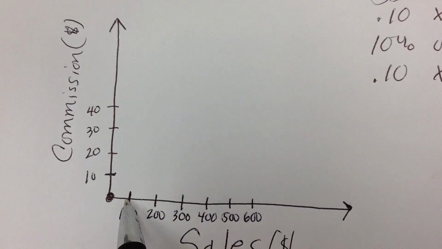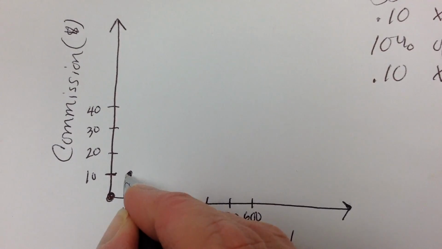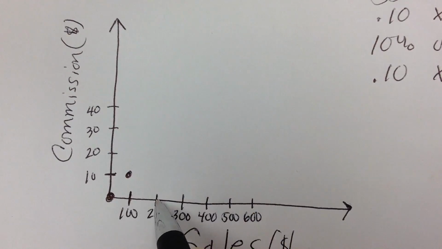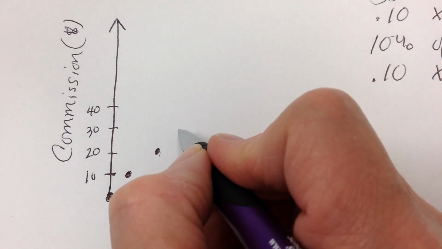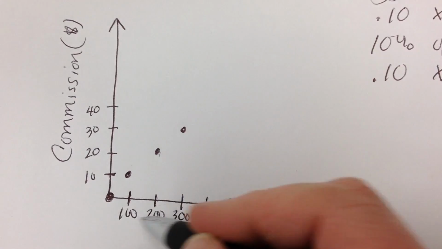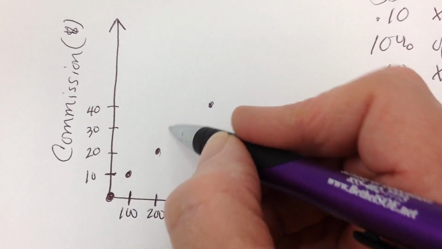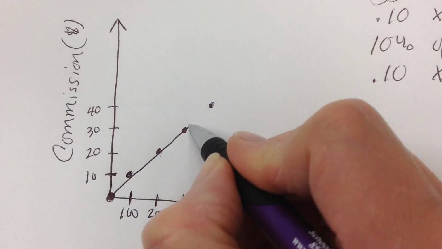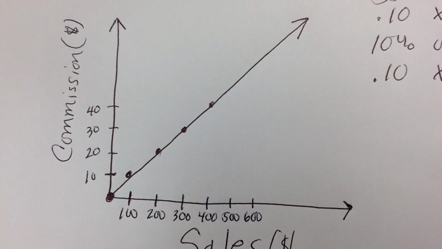So if the salesman sells 100, he gets $10 commission. If the sales are 200, $20 commission. 300, $30 commission. 400 gives you $40 commission. So here is my line that represents my tabled values.